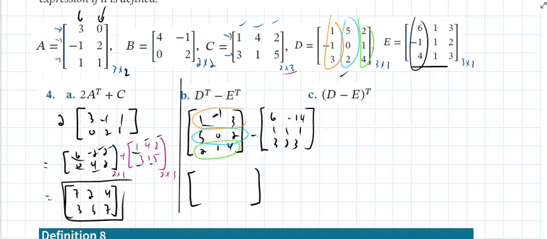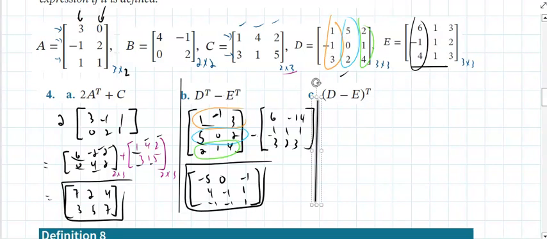1 minus 6 is -5. -1 minus 1 is 0. 3 minus 4 is -1. 5 minus 1 is 4. 0 minus 1 is -1. And 2 minus 1 is 1. 2 minus 3 is -1. 1 minus 2 is -1. And 4 minus 3 is 1. If I make a mistake in the computation, you just need to understand the concept, and hopefully you are.